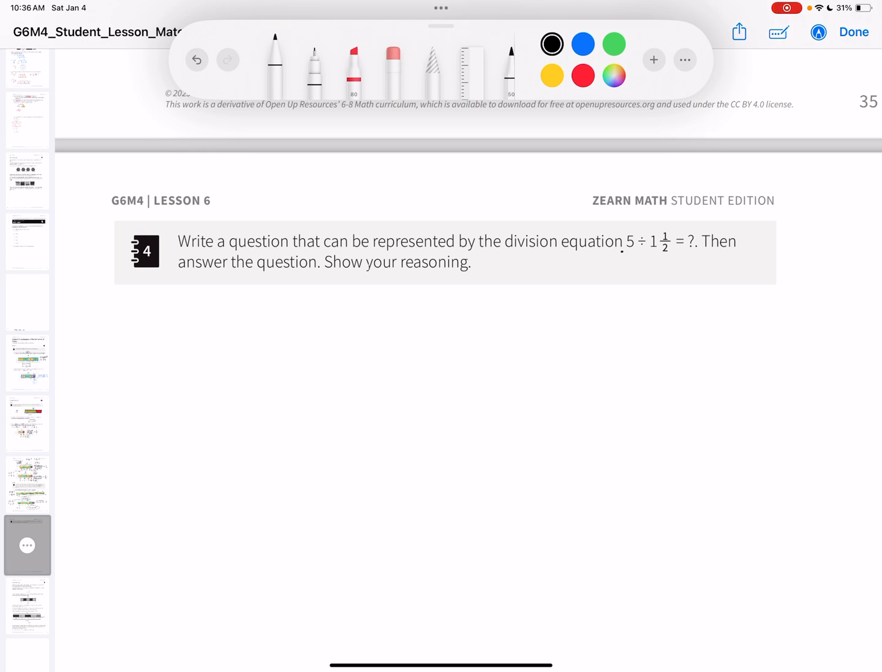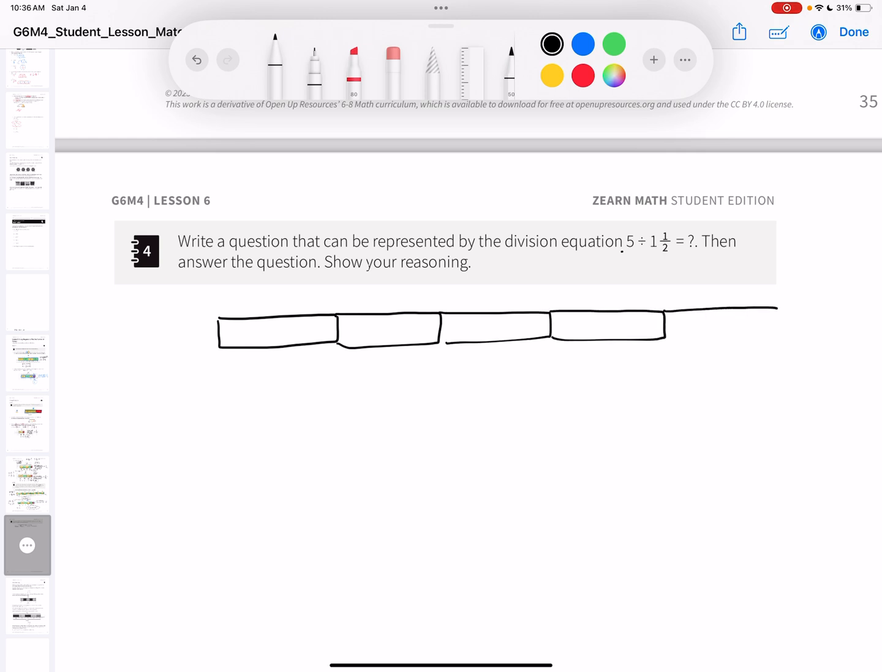So I need 5 pieces. There's 1, 2, 3, 4, and 5. Okay, and then we are doing 1.5. So I'm going to split these into 2 because 1.5 is the same as 3 halves. Same thing. So I'm going to divide these into halves, and we're going to go from there. All right, so we have our whole, which is 5. And then as we're doing this, we need 3 halves.